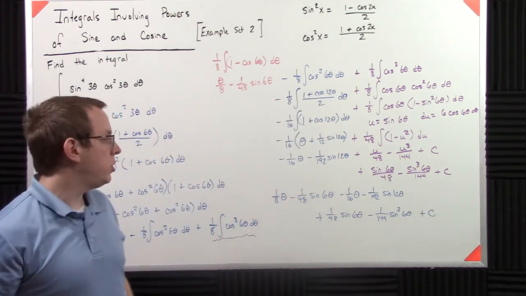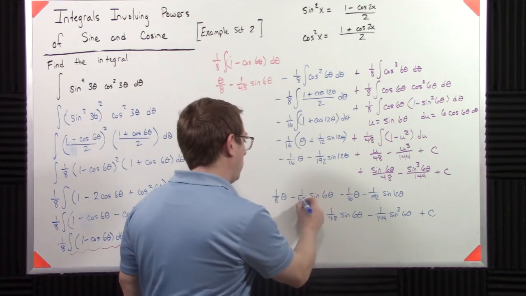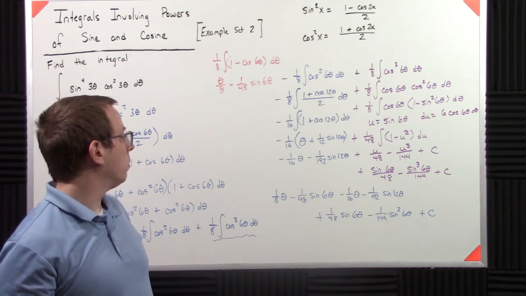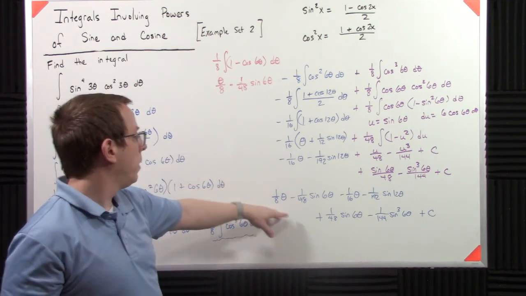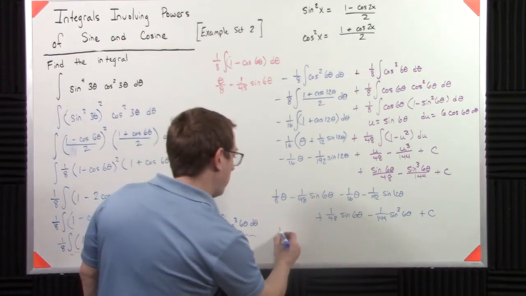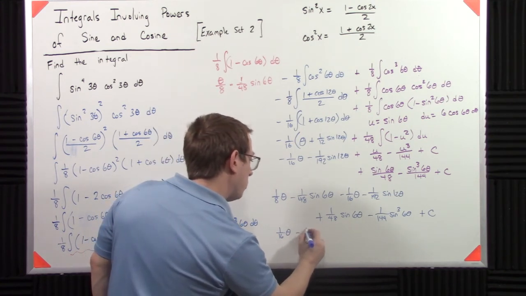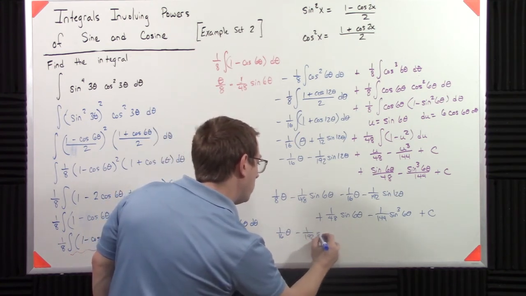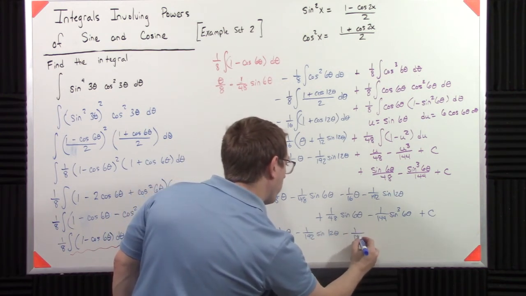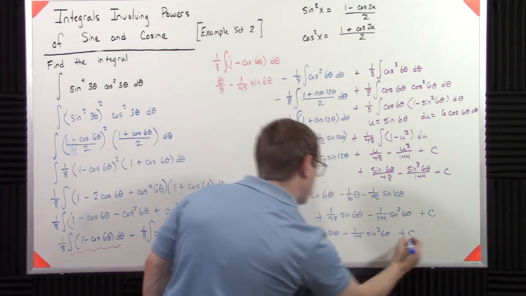Now what's kind of neat of this is you're going to have some cancellation. Notice that those 1 over 48s are going to go away. So those 1 over 48 sine 6 thetas are going to disappear. And then these will actually simplify to a positive 1/16. So I get 1/16 theta minus 1 over 192 sine of 12 theta minus 1 over 144 of sine cubed 6 theta plus c.